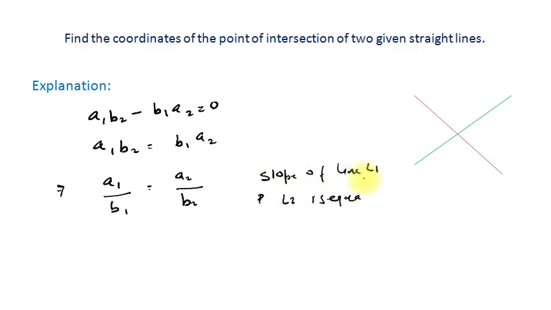Now when the slopes are equal, it means that both lines cut at infinity. At that point alpha is infinite and beta is also infinite. It means that the point alpha beta is not defined for parallel lines. So this is the condition, and this is the point of intersection of two lines.